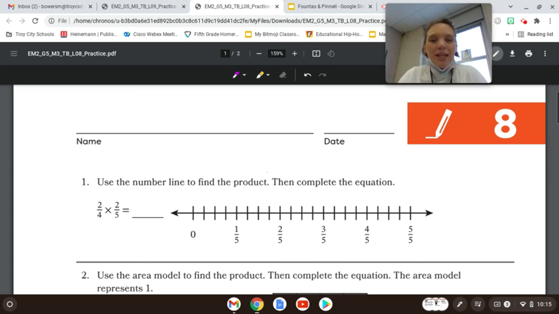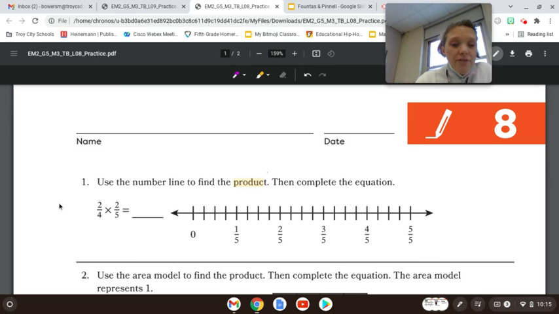So right now I'm looking at the first worksheet of this week's homework, which is lesson 8. Let's take a look at number 1. They are providing us with a number line to find the product. Remember, product is that word that means the answer when we multiply. All right, so we're going to use this number line to multiply and find the answer.